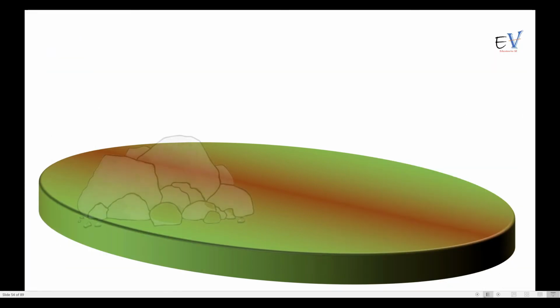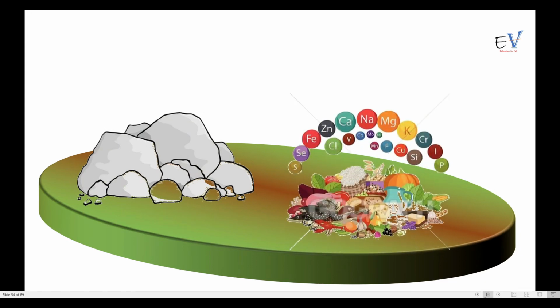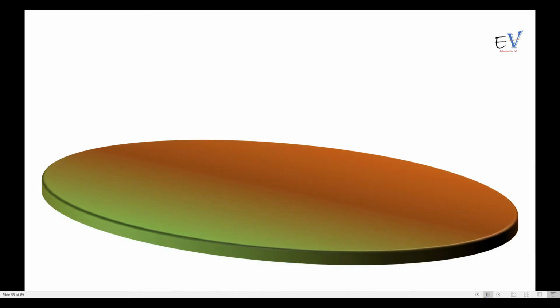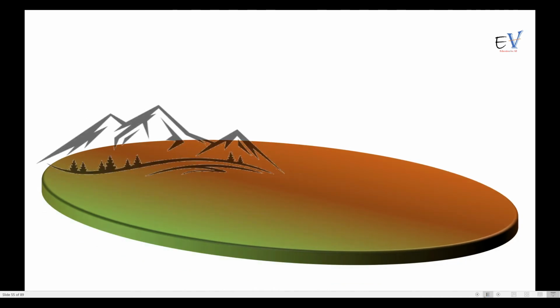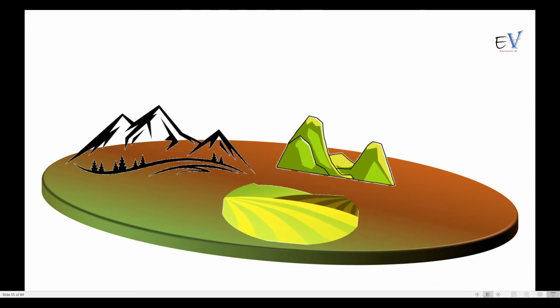Lithosphere is made up of rocks and minerals and is covered by a very thin layer of soil on the top. It is an irregular surface with various landforms like mountains, plateaus, plains, and valleys.